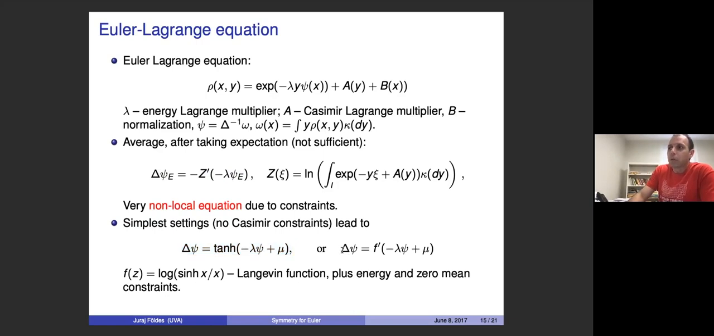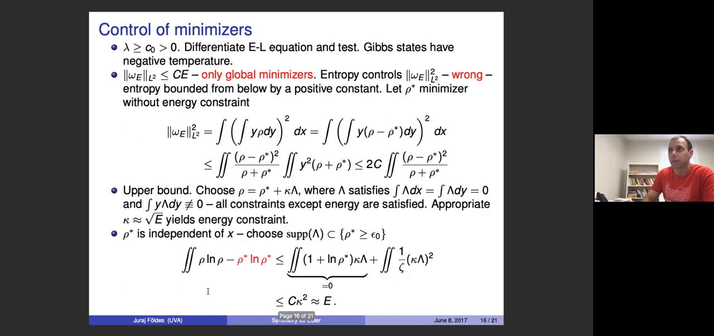Or if you are working with the Turkington setting, it leads to this nonlinear elliptic equation, where this is f prime, and f prime is the logarithm of hyperbolic sine x divided by x, which is the known Langevin function. Plus, we need to determine this lambda and mu, even in this setting, from energy and zero mean constraints. So already this is not completely trivial. All right, so what do we do about the whole problem?